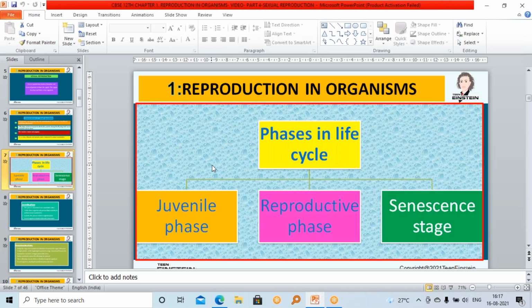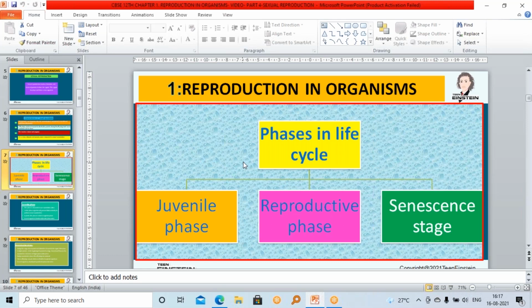Before going to sexual reproduction, let me give a brief introduction about the life cycle of an organism, or the phases in the life cycle of an organism. In the whole life cycle of an organism, there are 3 stages. In all organisms' life cycles, 3 stages are there.